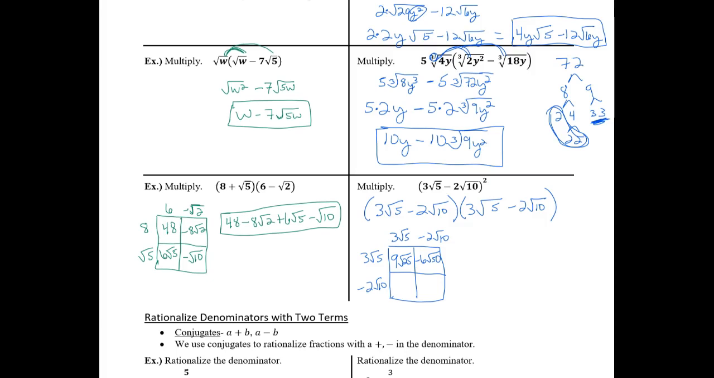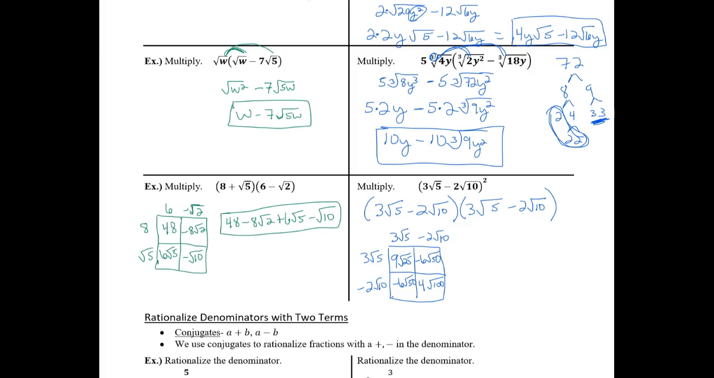Negative 2 square root of 10 times 3 square root of 5, so we're multiplying these two now. Negative 2 times 3 is negative 6. 10 times 5, just 50, like before. And then lastly, negative 2 square root of 10 times negative 2 square root of 10. We do negative 2 times negative 2 to get 4, and 10 times 10 to get 100.